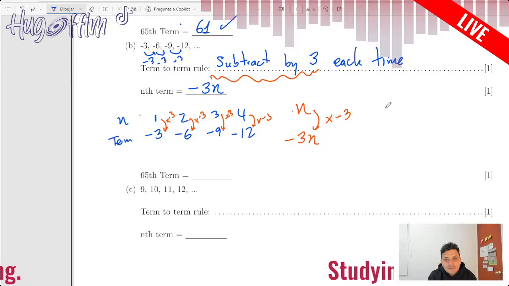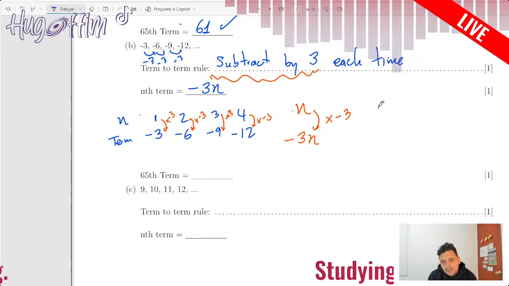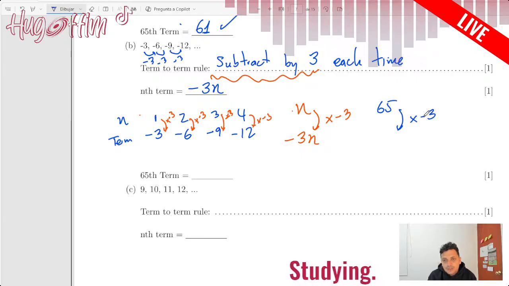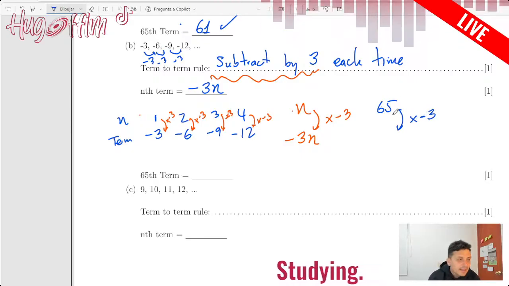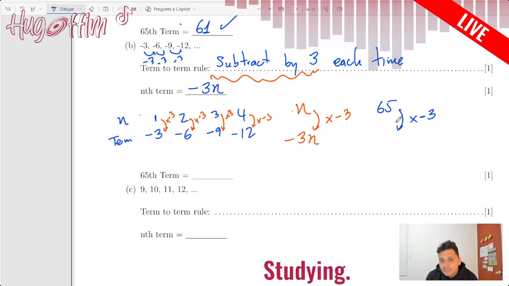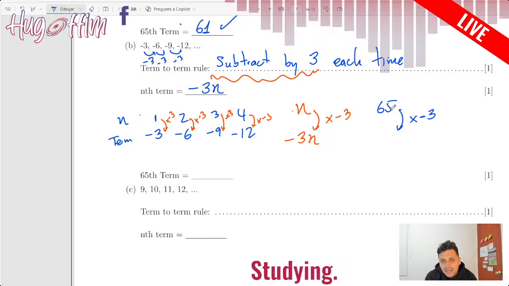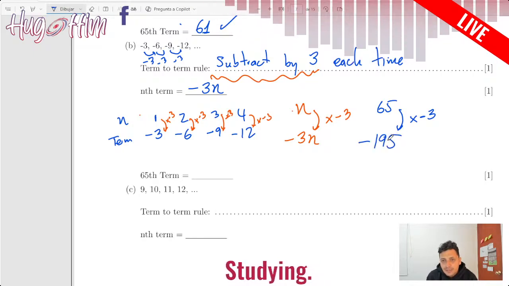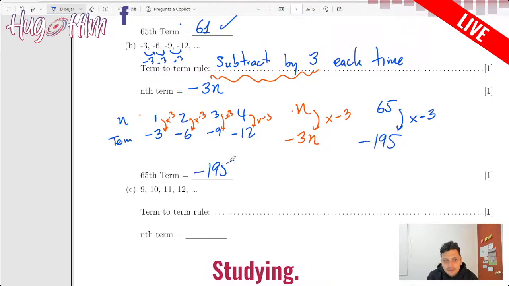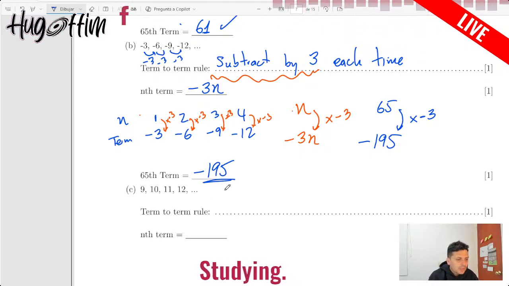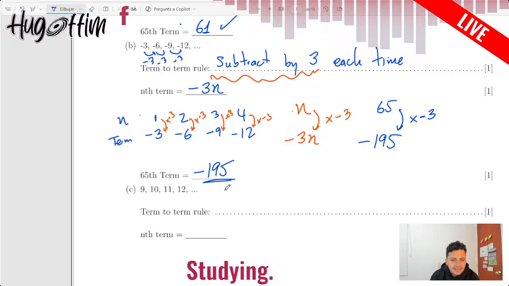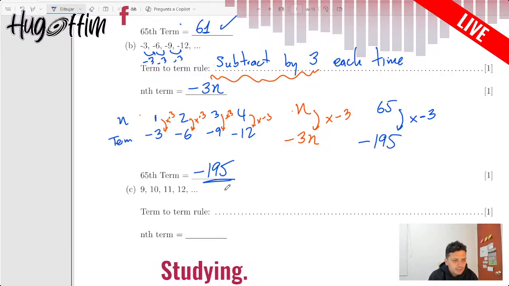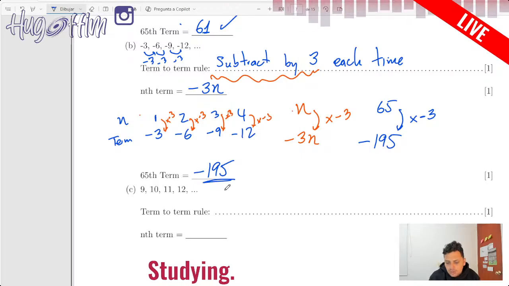And for the 65th term, I'm multiplying by -3, so 65 is going to be times -3. I just need to multiply 65 times -3. That is going to be 180 plus 15, so -195. Remember the negative sign. Okay, somebody told me that the key answer is wrong, so if it's wrong, just check.